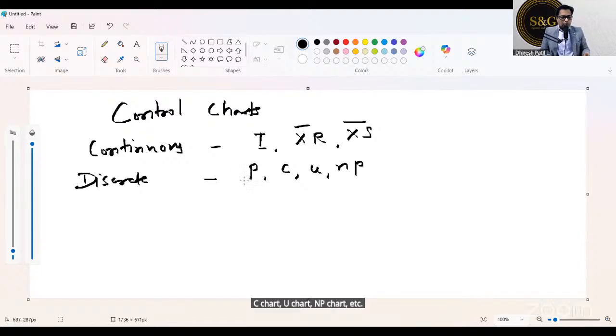So let's try to understand which chart will be used when. Let's make this table just for your understanding. Continuous charts I'll explain. Let's talk about the discrete charts here.